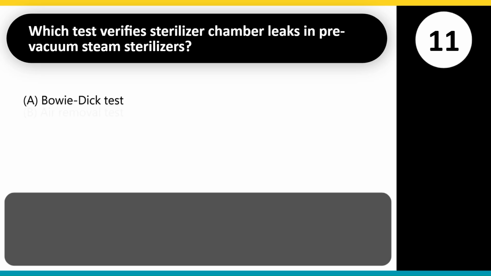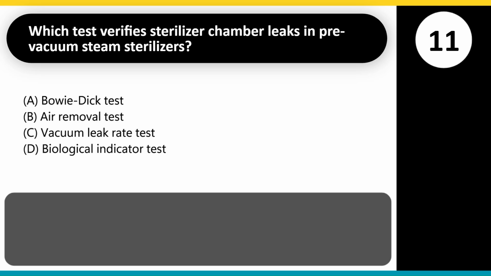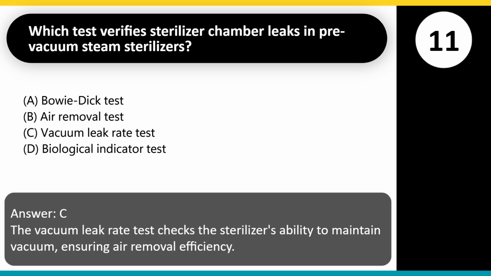Which test verifies sterilizer chamber leaks in pre-vacuum steam sterilizers? A. Bowie-Dick test. B. Air removal test. C. Vacuum leak rate test. D. Biological indicator test. Answer, C. The vacuum leak rate test checks the sterilizer's ability to maintain vacuum, ensuring air removal efficiency.